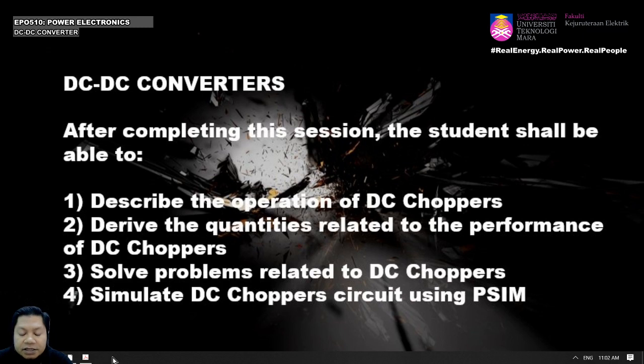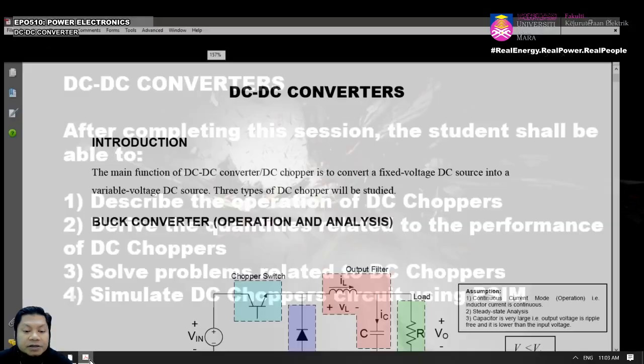The session outcome first will be to describe the operation of DC choppers. Number two is to derive the quantities related to the performance of DC choppers. Because the output is DC, we're going to look into the average output voltage, V out, and get a steady state equation for output voltage. Number three, solve problems related to DC choppers, and finally simulate a DC chopper circuit. Okay, let's go straight to the notes.